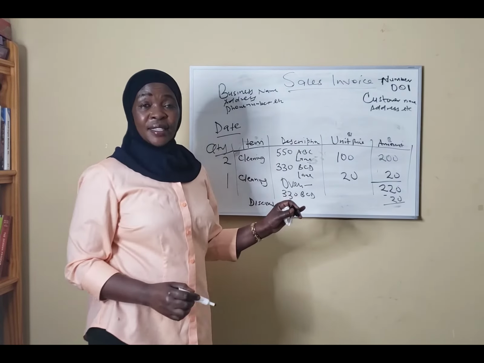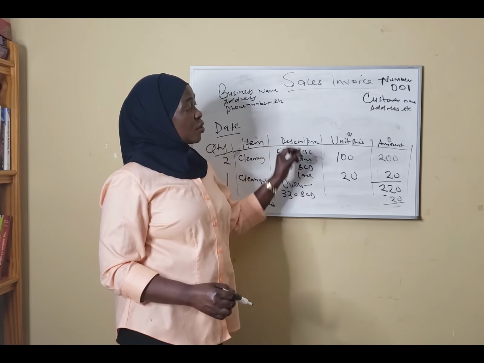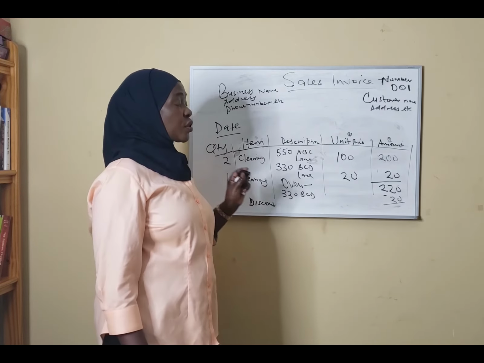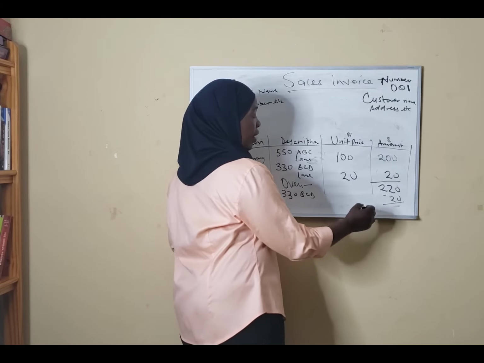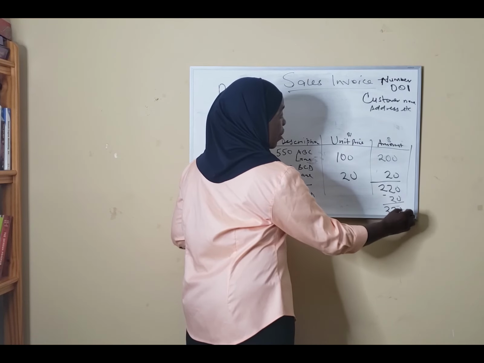There's no tax. Here where I am, Virginia, USA, there's no tax on services. We have sales tax on products, but not on services. So I don't have to add tax. So the total would be 220.